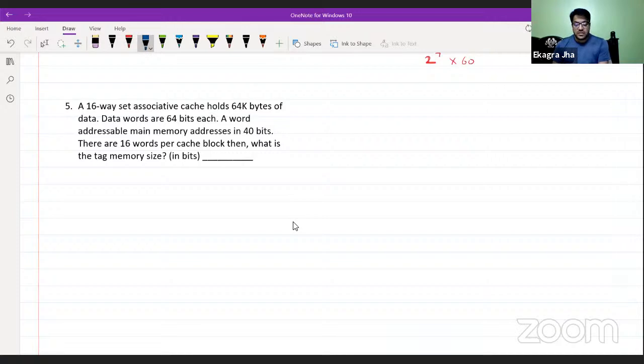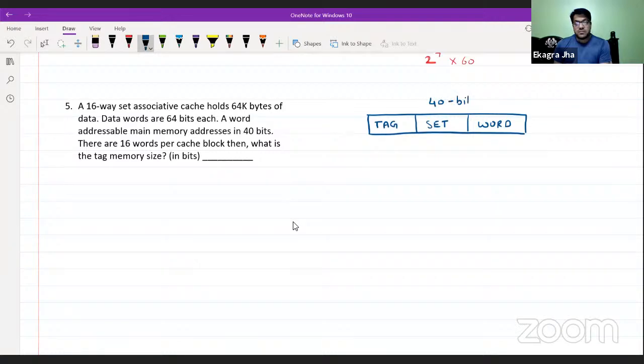So first let's have the format of set associative cache here. Set associative cache format has three fields. One is the tag field, another is the set field, and the third one is the word offset. And the length of this format is already given as 40 bits.